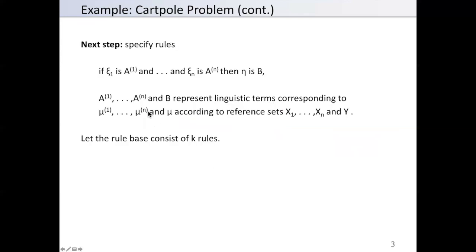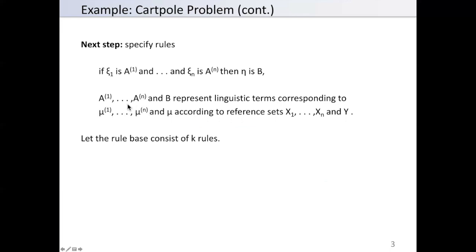The next step is to specify rules to develop the fuzzy controller, and these rules are in the form: if psi1 is A1, where this is a linguistic term corresponding to a fuzzy set, and psi2 is A2, and psi n is An, then eta is B. This corresponds to the output, and these are inputs. A1 up to An, and B represent linguistic terms corresponding to fuzzy sets.